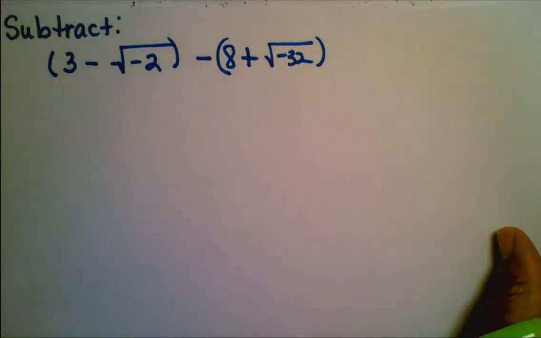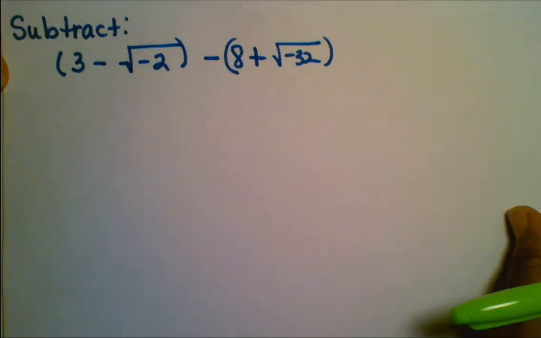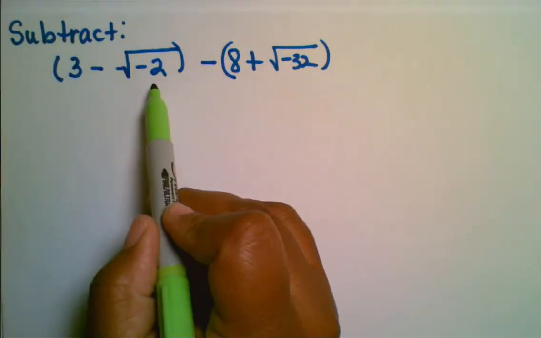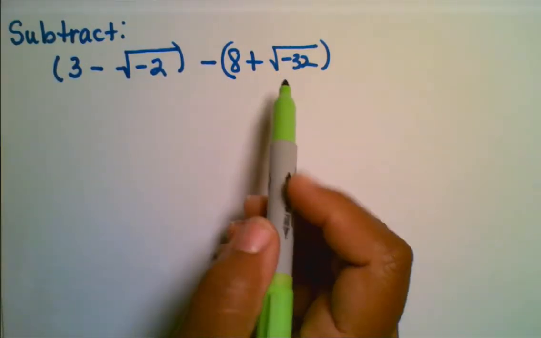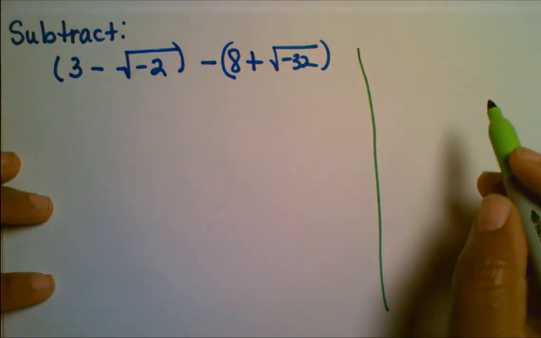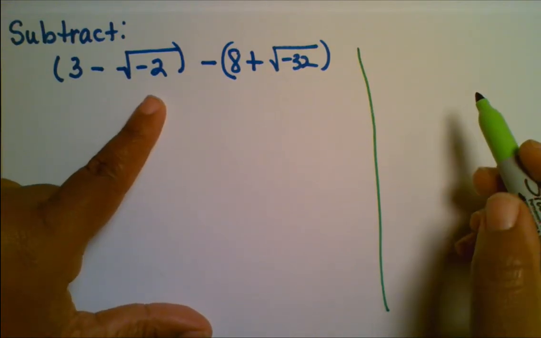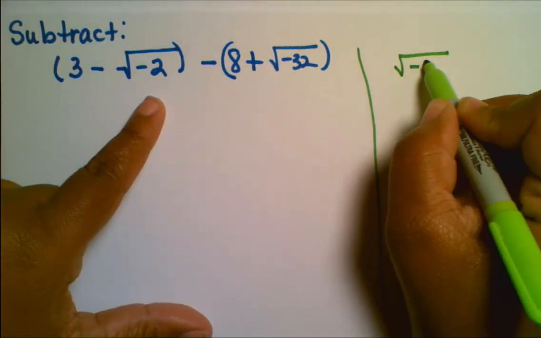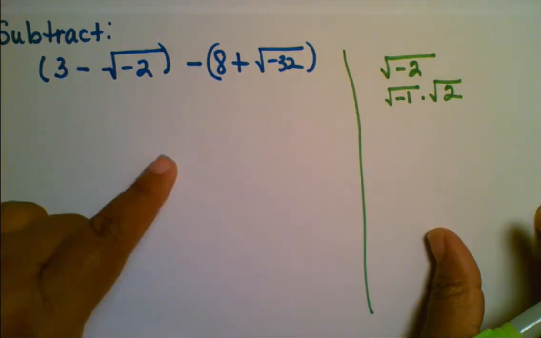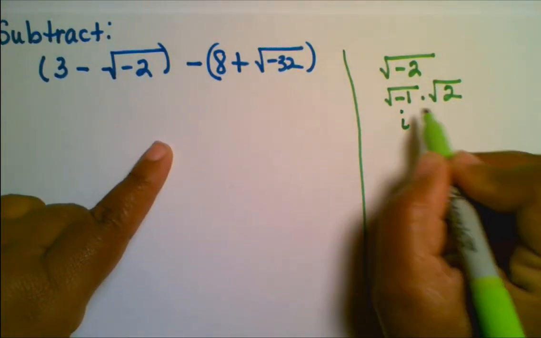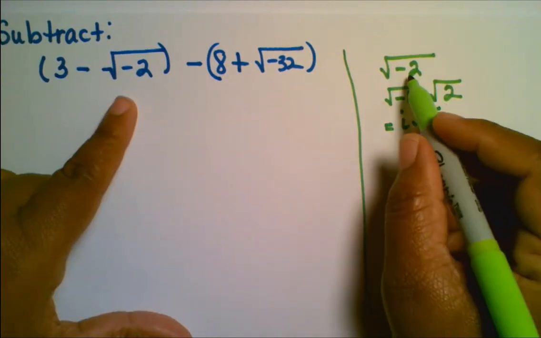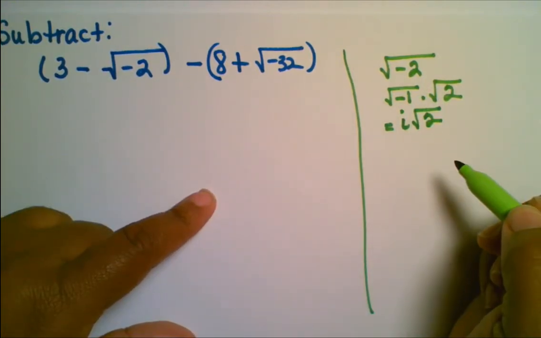Another example of subtraction. We have 3 minus the square root of negative 2 minus 8 plus the square root of negative 32. Well, first of all, let's go ahead and find the square root of these negative radicals. So the square root of negative 2, take out the negative 1 factor. We're taking the square root of negative 1, which is i. The square root of 2 stays under the radical sign. So the square root of negative 2 is i square root of 2.